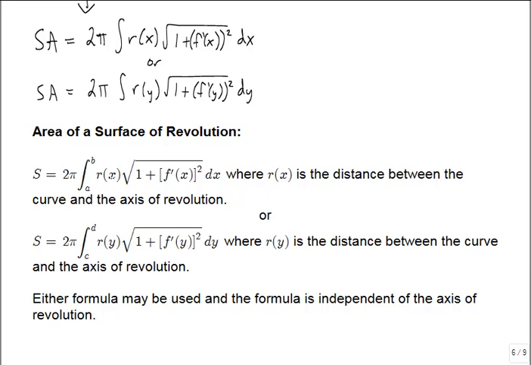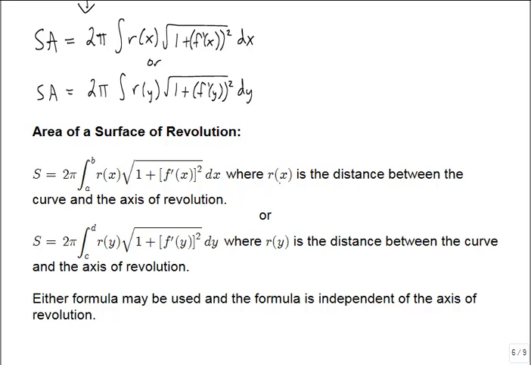So these are the formulas that you want to memorize. Surface area is equal to 2 pi times the integral from a to b of r of x times the square root of 1 plus f prime of x quantity squared, where r of x is the distance between the curve and the axis of revolution.